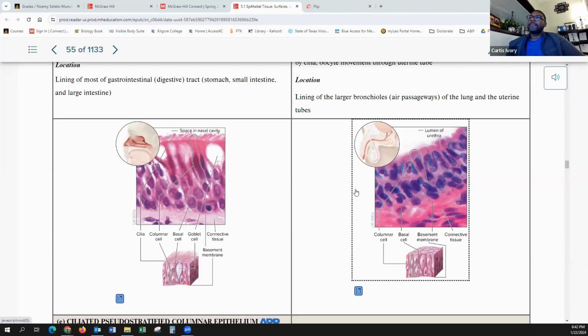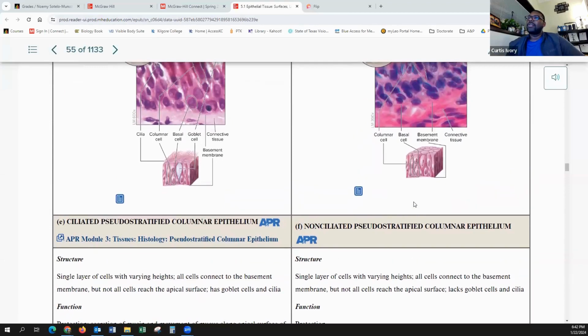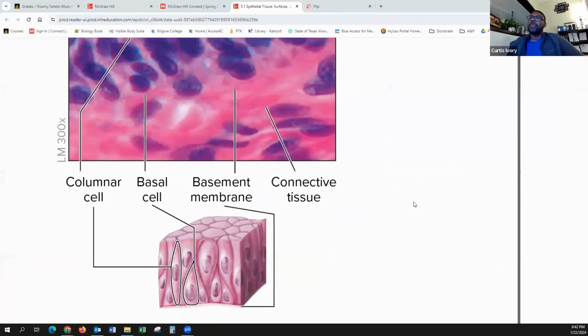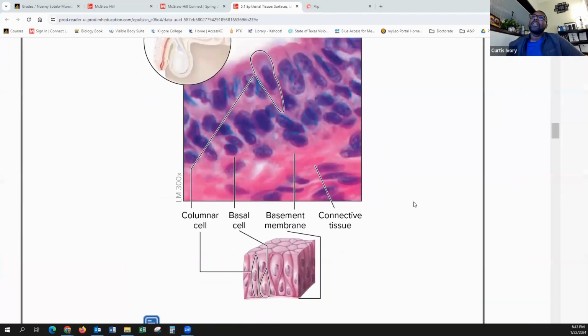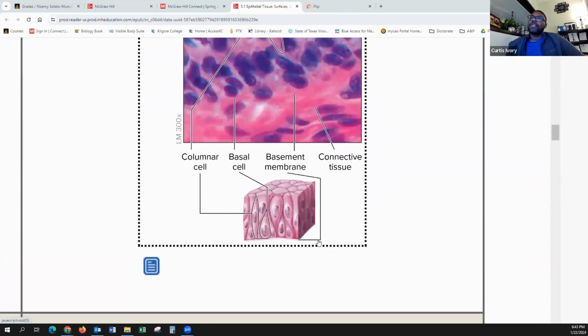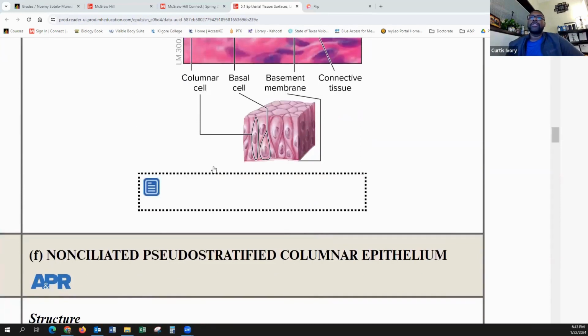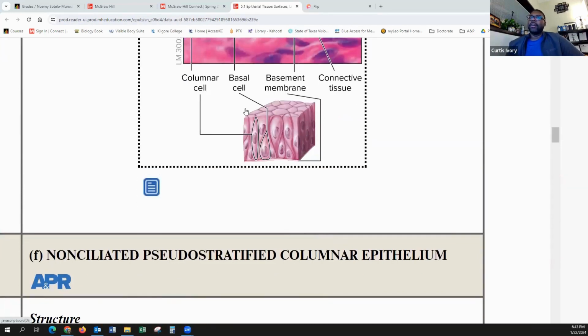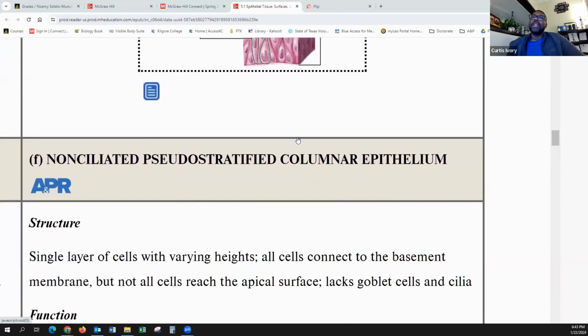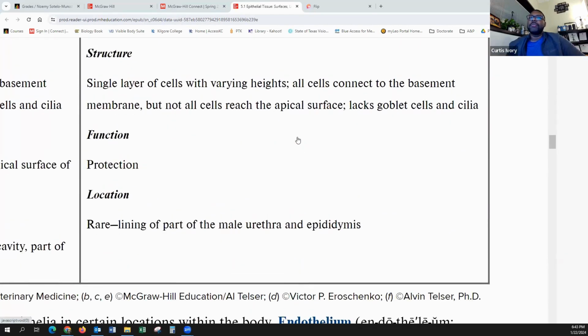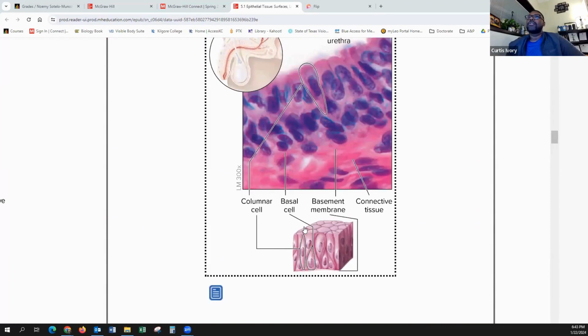The next one over here is non-ciliated pseudostratified columnar. If we zoom in here, again, it's pseudostratified, and it's non-ciliated, which means there is no cilia. We look here, there is no cilia, but it is pseudostratified because you see they're all kind of stepping on each other, covering one another, kind of fighting for space. This is for protection, and it is found more specifically in the male urethra. Usually only males have this type of structure here.